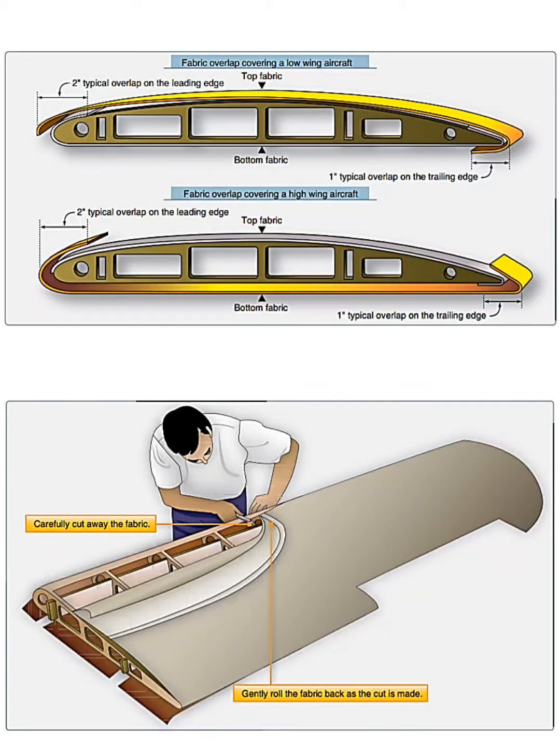What determines the required quality and strength of fabric that is to be used for covering aircraft? Pounds per square foot of wing loading, and the never exceed airspeed of the aircraft.